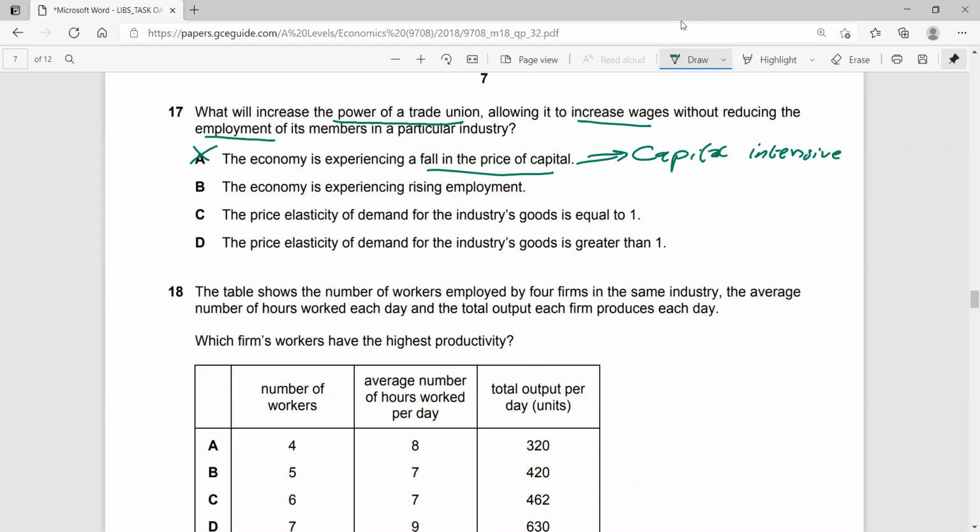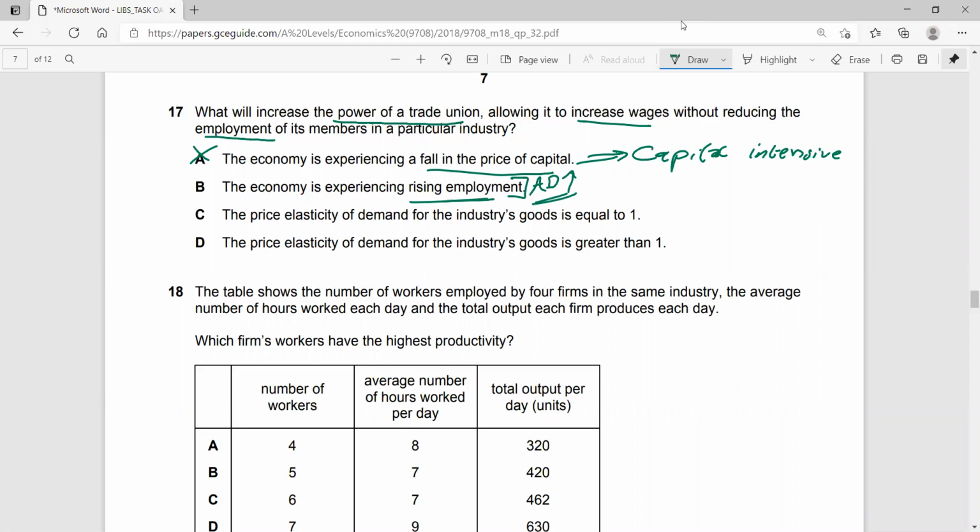The economy is experiencing rising employment. This could be true, because if there's more employment, that's usually indicative of a booming economy, where aggregate demand or production is increasing, which usually means that people are buying your product, consumption is high, and that's why people are hiring. So if there is rising employment, that could be indicative of a booming economy with aggregate demand and consumption increasing. And thus, the employer can afford to pay higher wages without reducing employment, because they're just selling more.